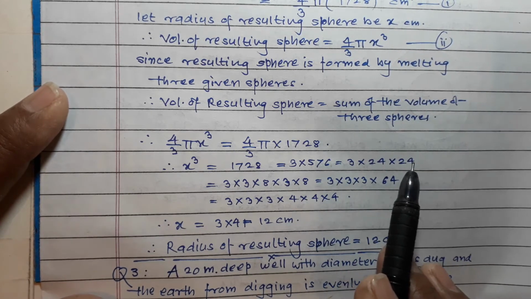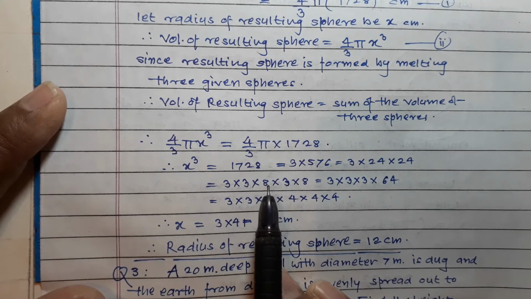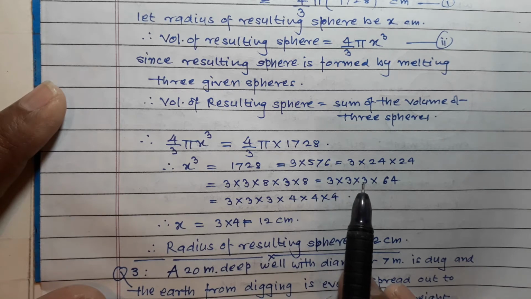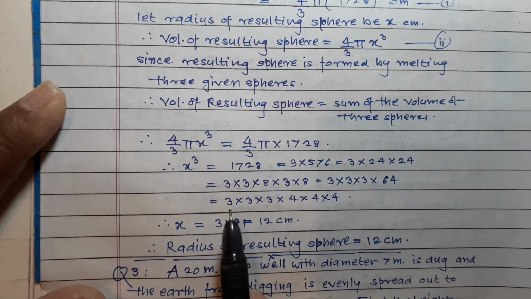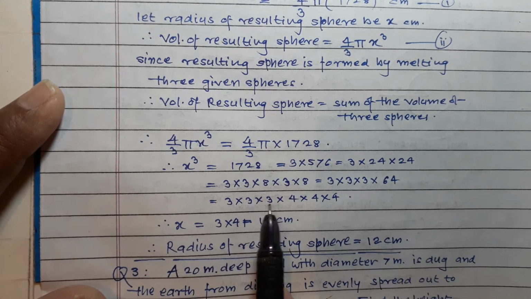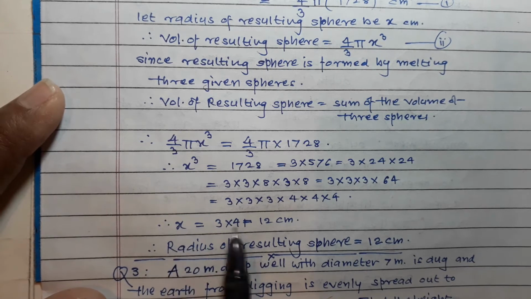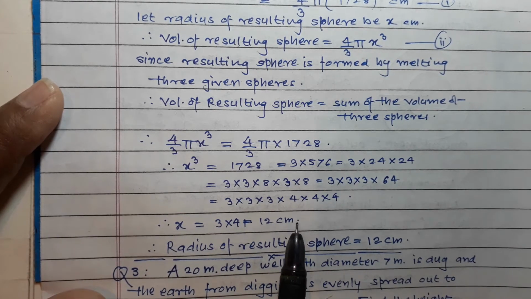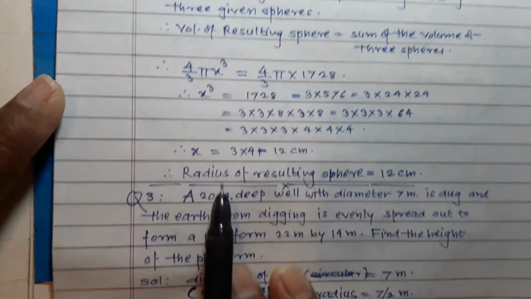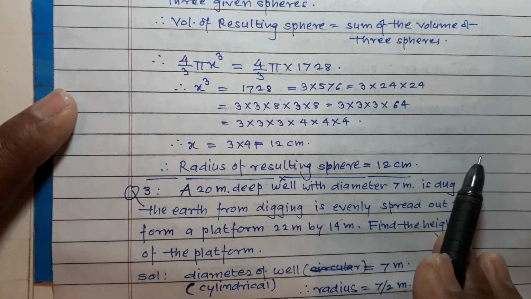is equal to 3 into 576, is equal to 3 into 24 into 24, so is equal to 3 into 3 into 8 into 3 into 8, is equal to 3 into 3 into 3 into 64, and therefore x cube is equal to 3 into 3 into 3 into 4 into 4 into 4, and therefore x is equal to 3 into 4, that is 12 centimeter. And therefore the radius of the resulting sphere is equal to 12 centimeter.